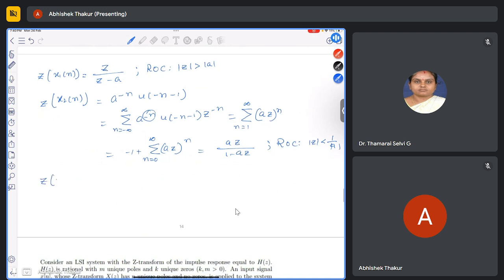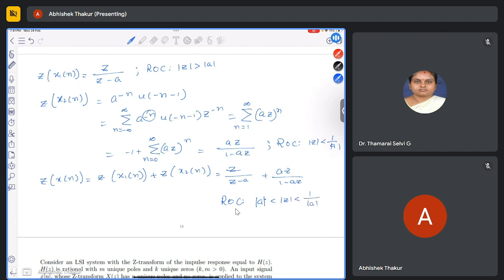So the Z transform of x(n) is equal to the Z transform of x1(n) plus the Z transform of x2(n). This is equal to z/(z - a) plus az/(1 - az). And the ROC will be mod of a less than mod of z, and this is less than 1/mod of a.